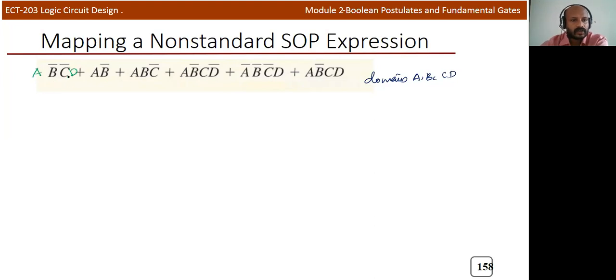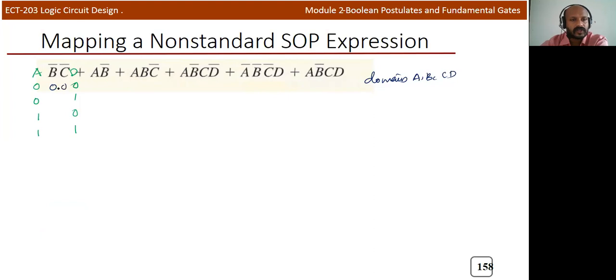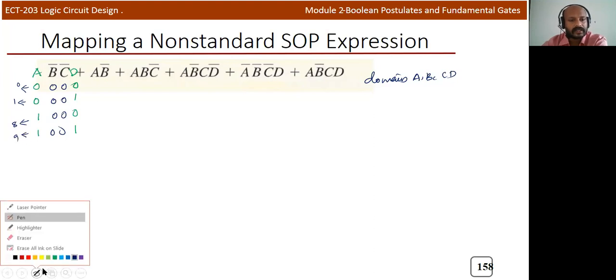If you consider the first term, two domain variables, A and D, are missing. So for these two variables I can put 4 different combinations: 00, 01, 10, 11. We keep the other variables fixed, B bar C bar, so we put 00. The first represents 0, the second 1, the third 8, and the last 9. Now we can look at the second term.